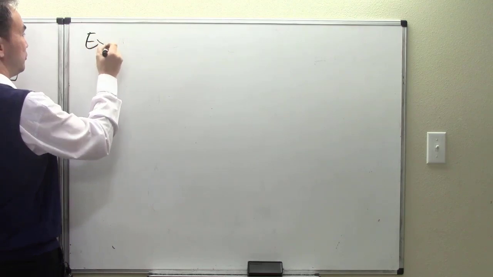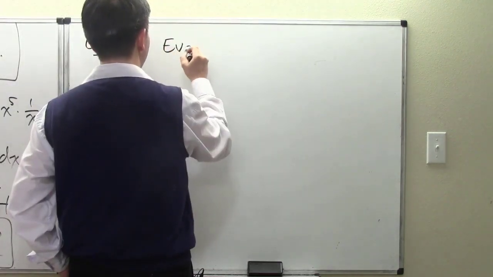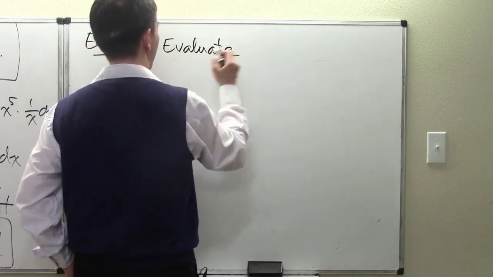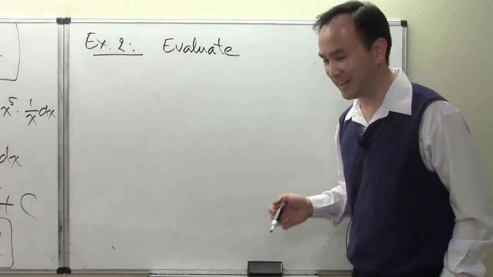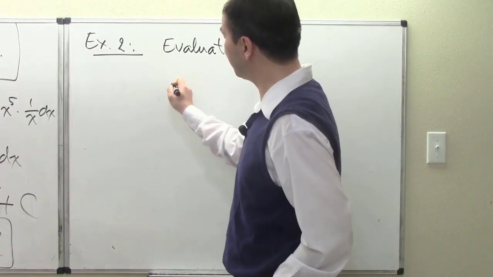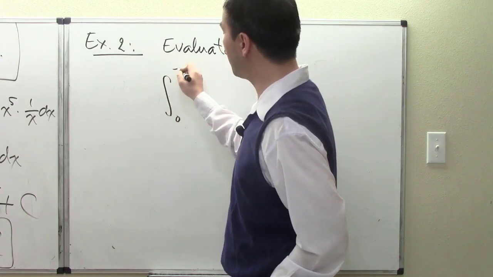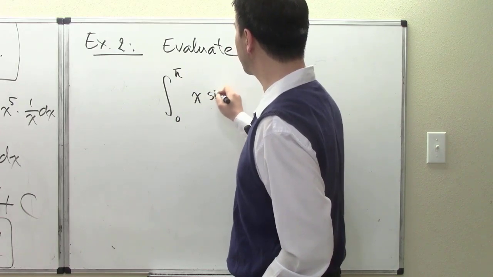All right, example 2. So we are going to evaluate, and in this example, I am going to offer only one problem here, and you will get a good hang of it immediately. So how about we find the definite integral from 0 to pi of the function x times sine of x.